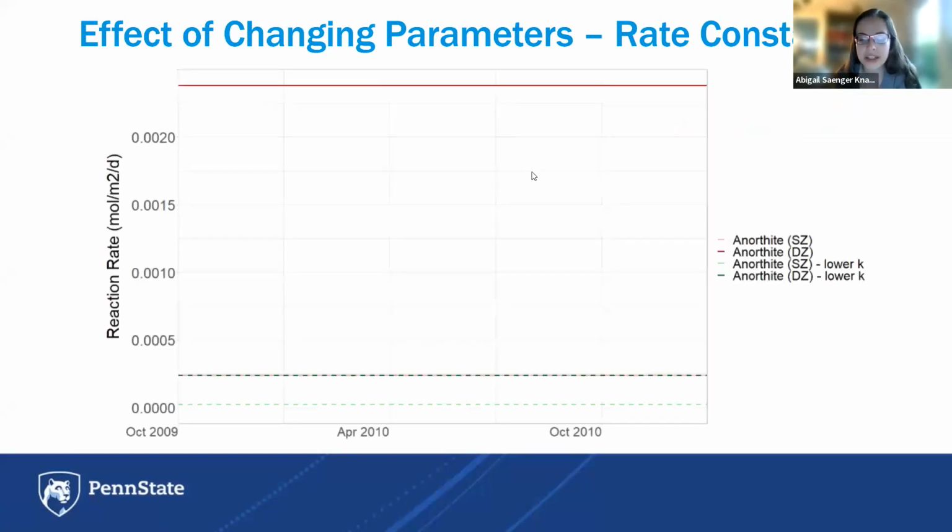Here I've plotted the base case reaction rates for the shallow and deep zones in shades of red, and the reaction rates for the case with a decreased K in green dashed lines. We see that, as expected, the new case reaction rates are much lower than the base case reaction rates.